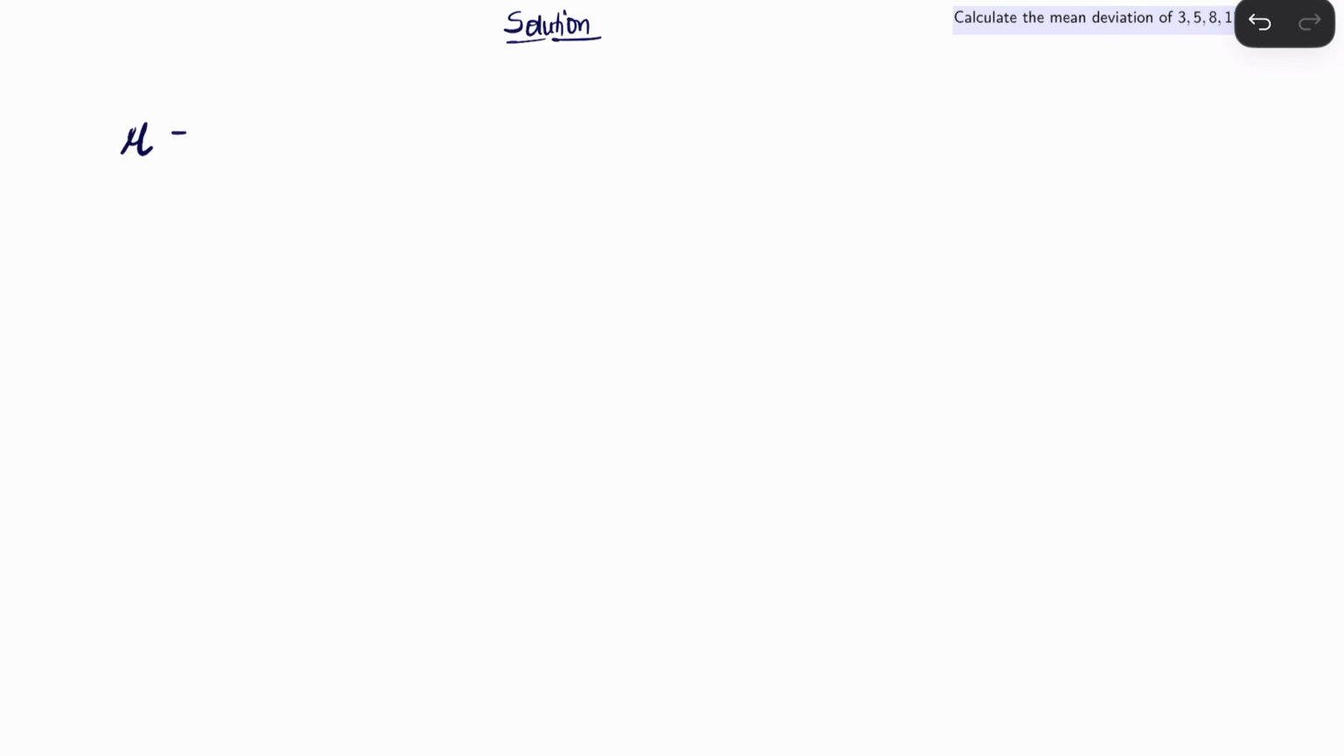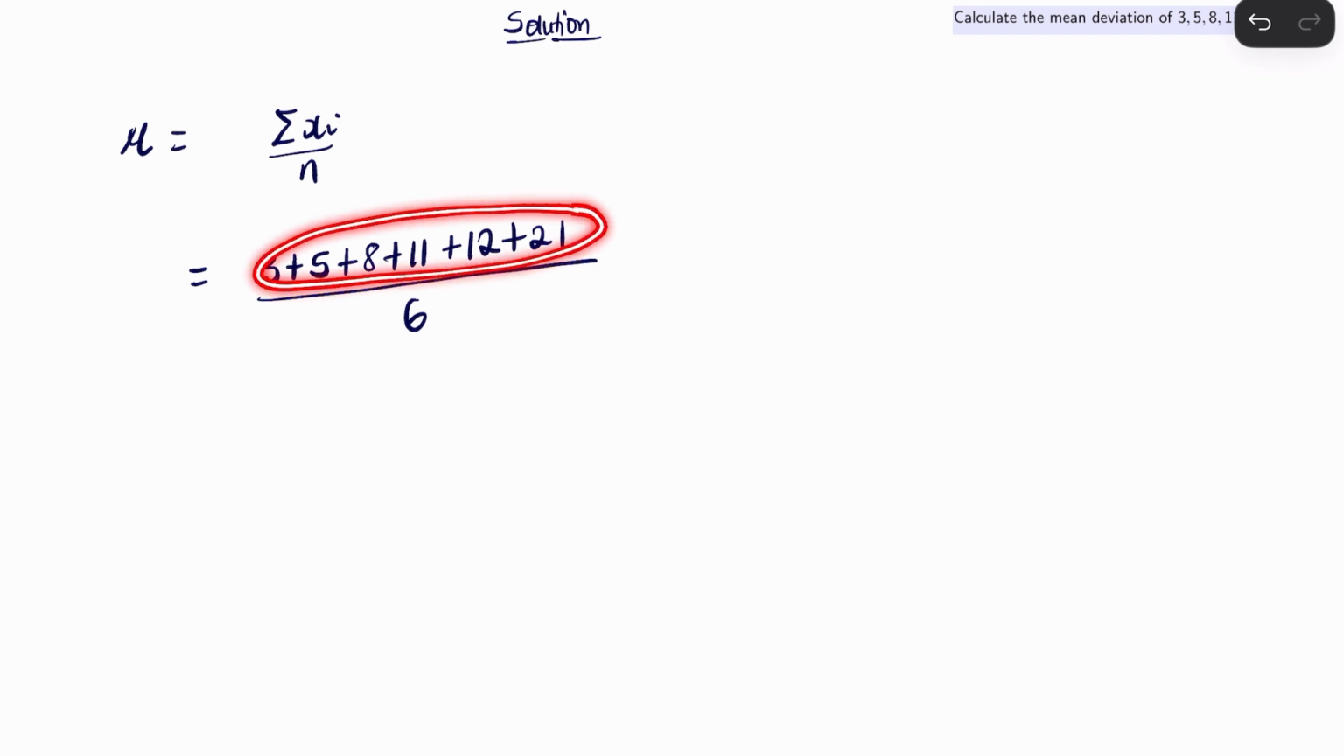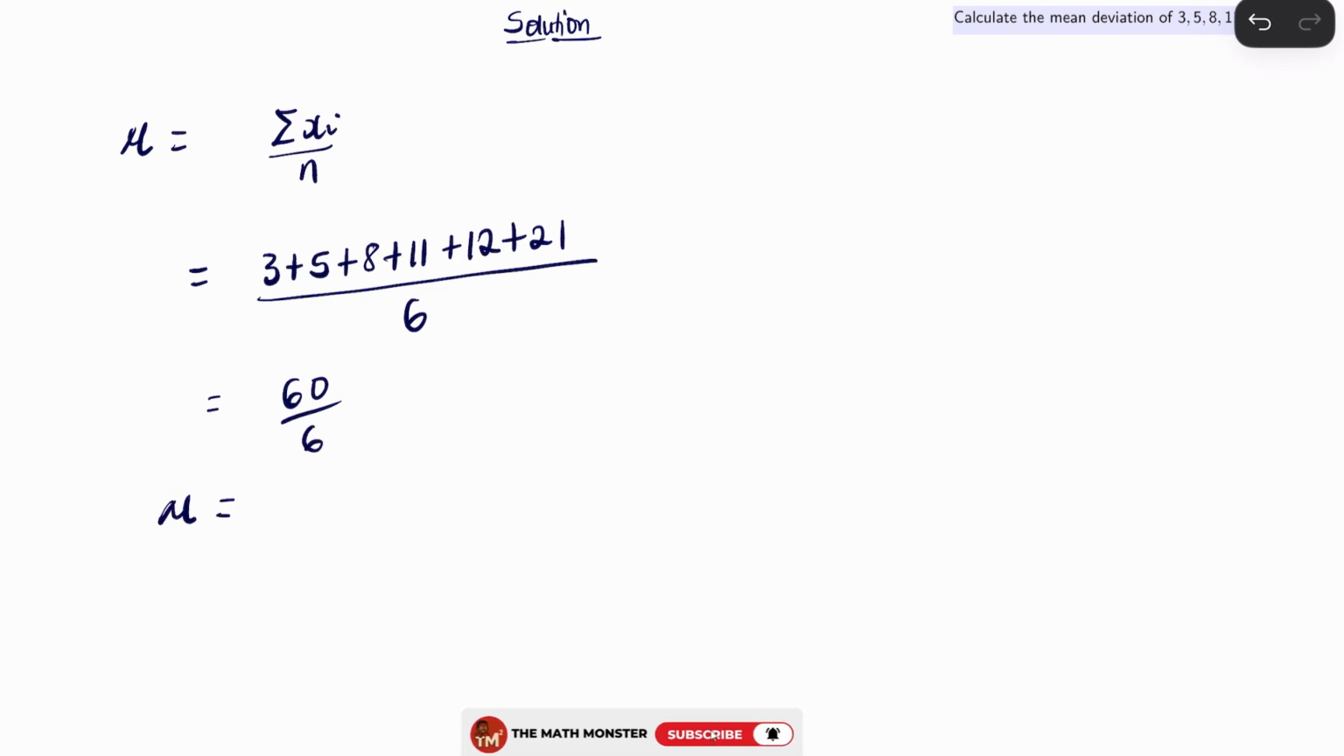So the mean is given by sigma xi divided by n, right? Where n is the number of points. So here we are going to have 3 plus 5 plus 8 plus 11 plus 12 plus 21 divided by 6, right? When you add these, you get 60, and so we have 60 divided by 6. Thus, the mean is equal to 10.